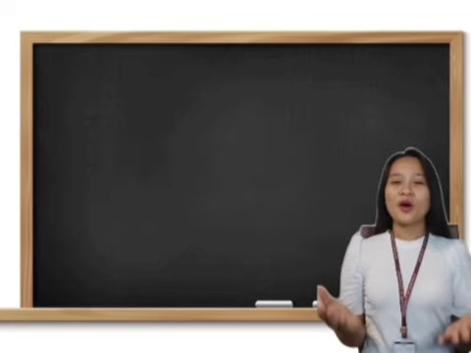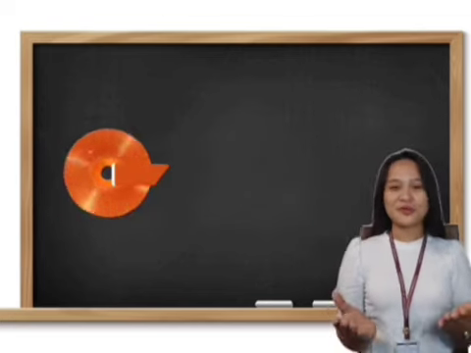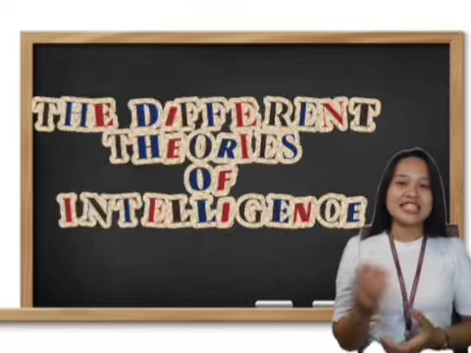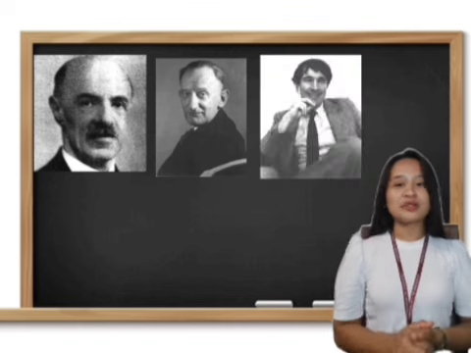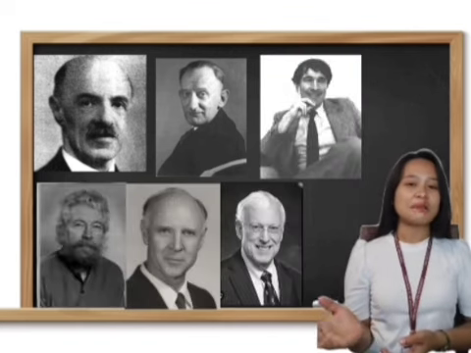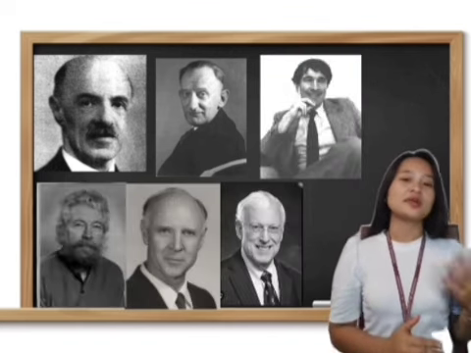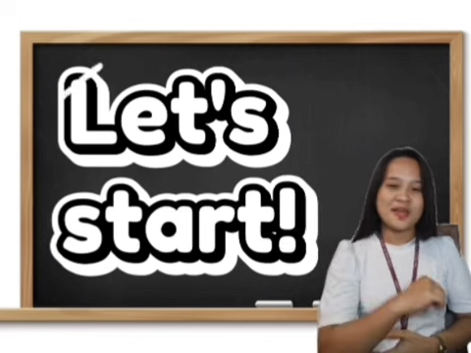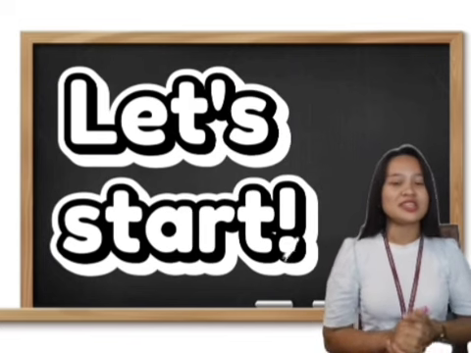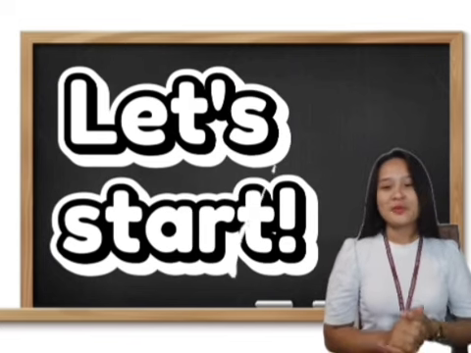Today, we're going to talk about something super interesting, the different theories of intelligence. We'll start with Charles Spearman's general mental ability and end with Robert Sternberg's hierarchic theory of intelligence. So, let's begin and discover how psychologists understand what it means to be intelligent.